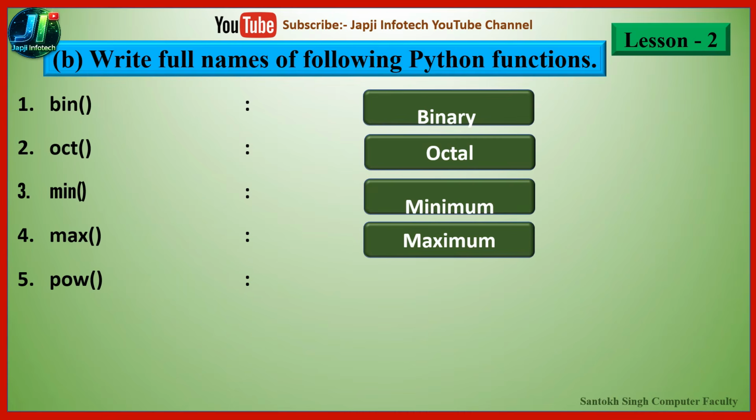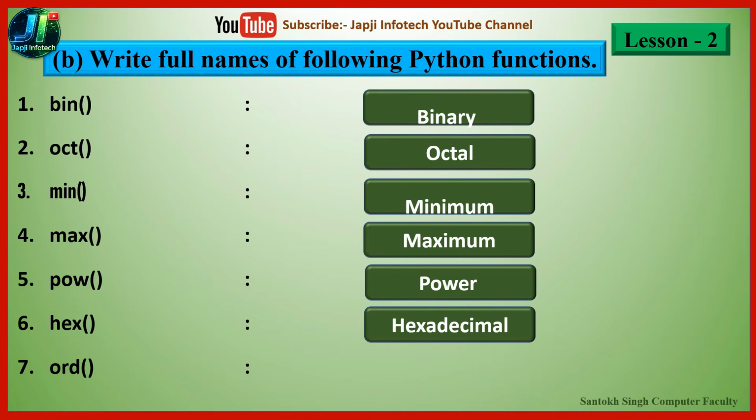Fifth one is pow function, and pow function stands for power. And sixth one is hex function, stands for hexadecimal. Seventh one is ord function, stands for ordinal.